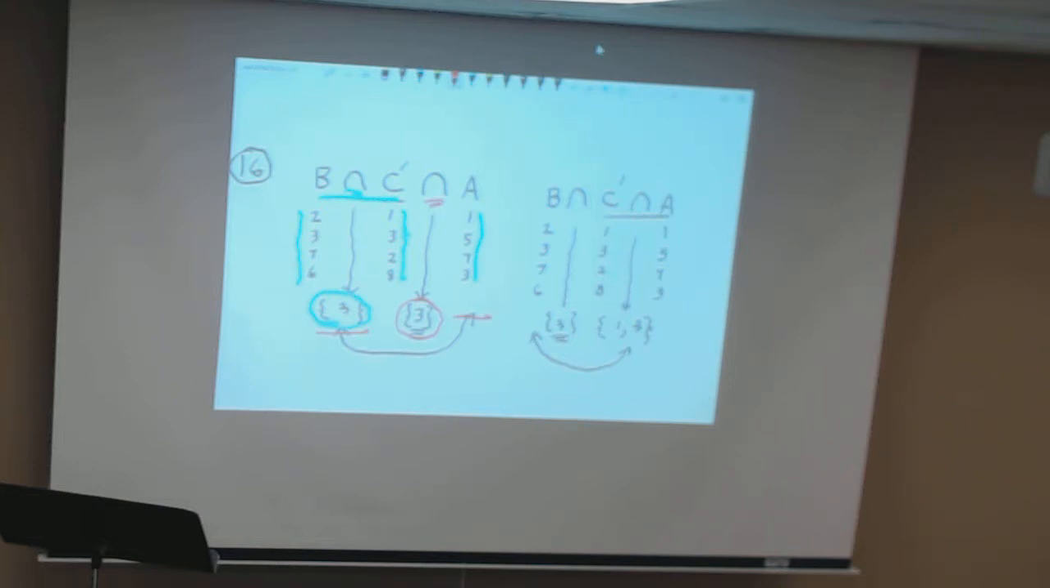Good. And if I did it the other way, if I did the complement of C intersect A, I get 1 and 3. Where does that intersect with B? Right here at 3. Everybody see that? So I get the same answer no matter which way I work it.